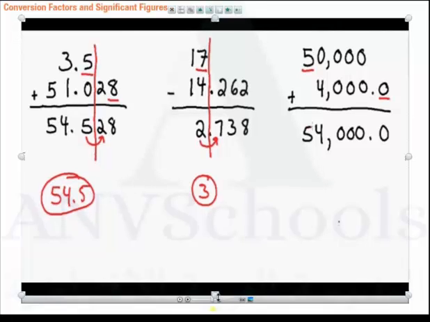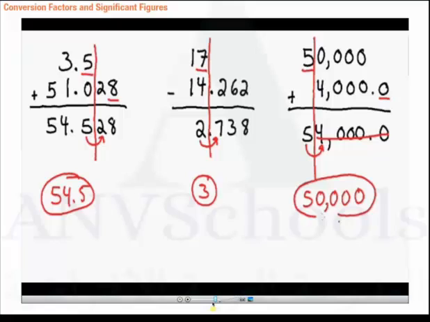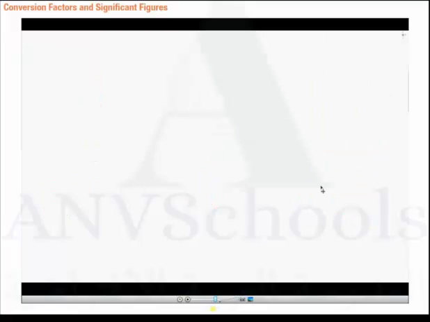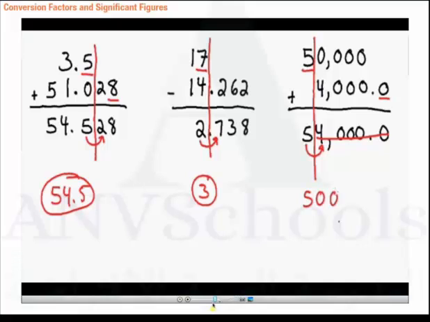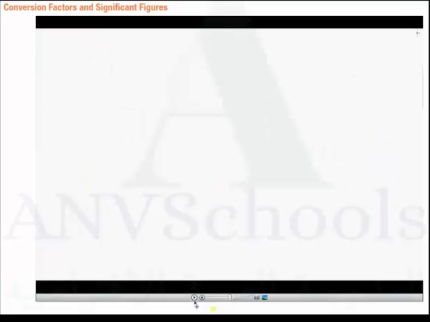So our final answer here would have 1 significant figure, which will be 50,000. 50,000 has only 1 significant figure, which is 5. So this will be our answer. This is in terms of addition and subtraction.